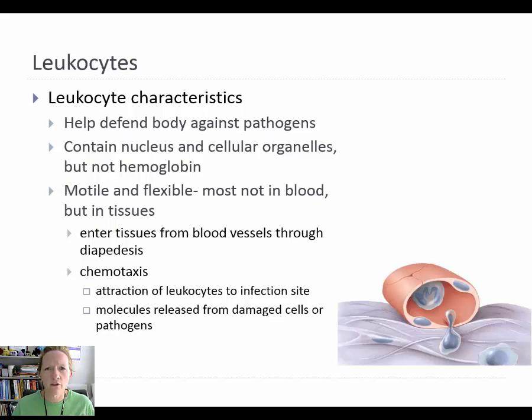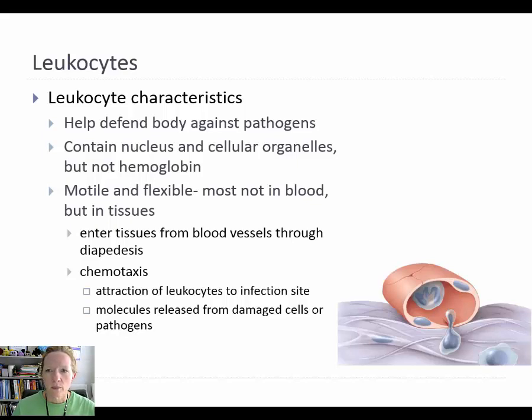Remember, erythrocytes were full of hemoglobin, they had no nucleus, they had no cellular organelles. Well, it's the complete opposite here with the leukocytes. They are going to have a nucleus, they are going to have cellular organelles, and they are not going to have any kind of hemoglobin.